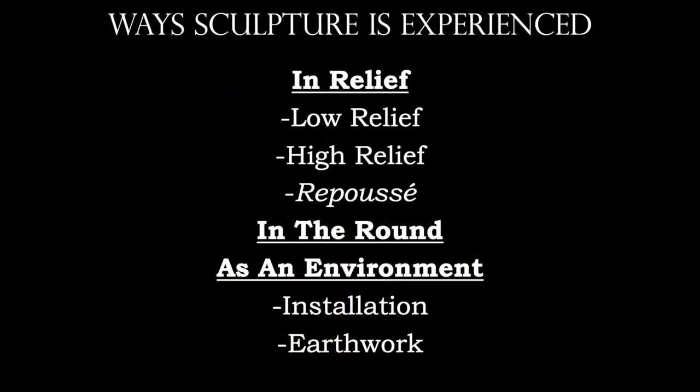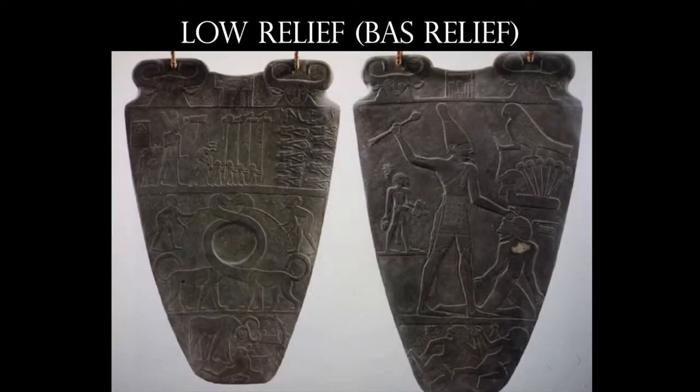So now let's take a look at how sculpture is experienced. And we have three different ways: in relief, in the round, and as an environment. Relief sculpture is broken down into three particular sections. We have low relief, which sometimes you'll hear the term bas relief. This is where the figure is very much connected to the background. We'll see this on coins, we'll see this on medals, and we'll also definitely see it in art.